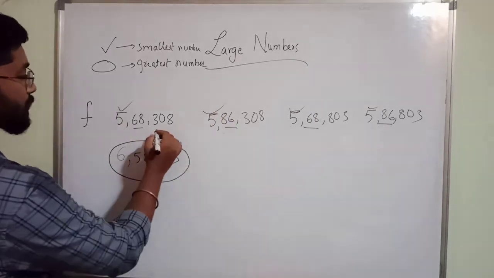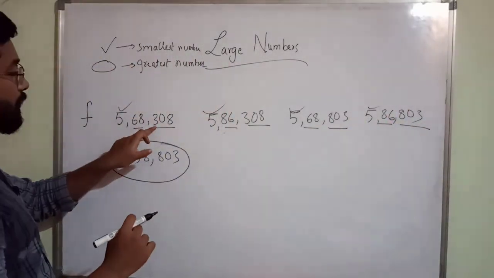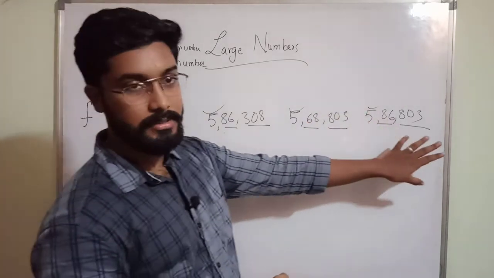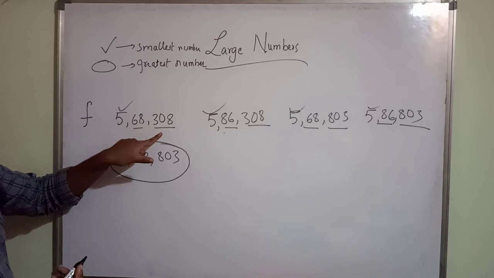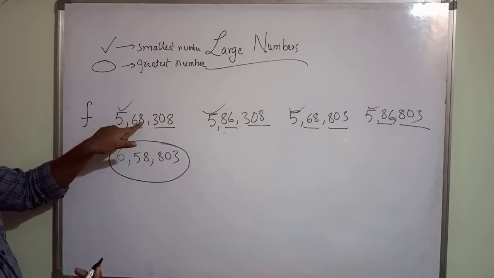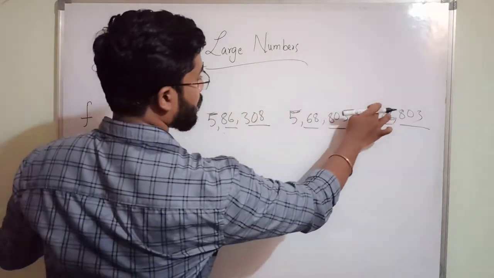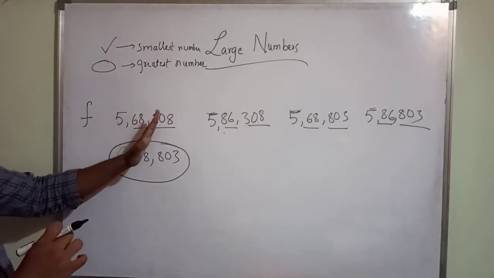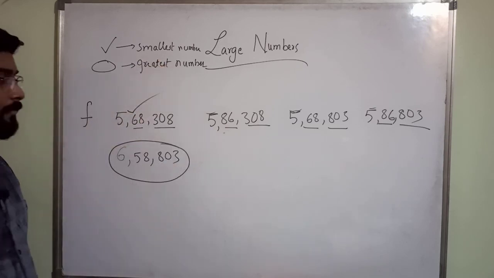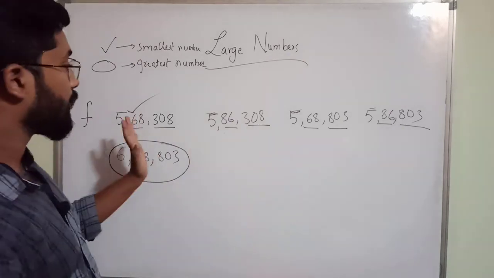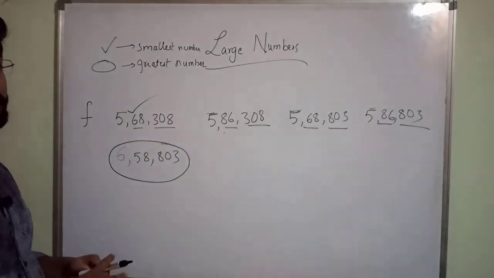But where is the difference? Here in this. Here 308 is there, here 803 is there. What is the least one? Obviously 308 is the least one. Clear? So 5,68,308. This one is the least number. Clear? So you have to check in this manner. Everything you have to check. What is common, you have to keep it aside and see the remaining digits. That's all.